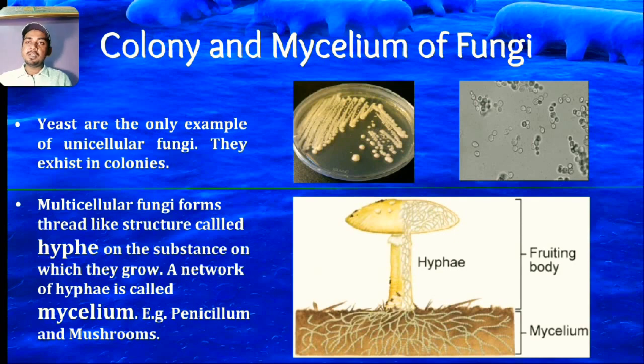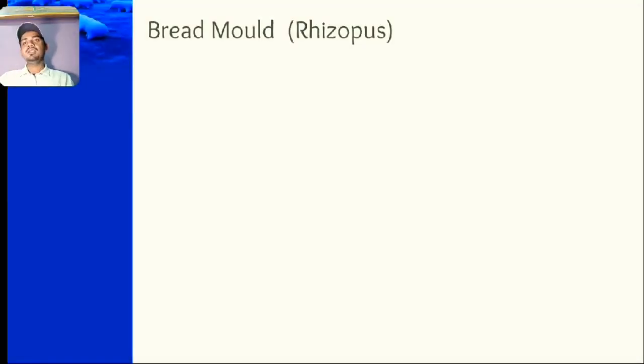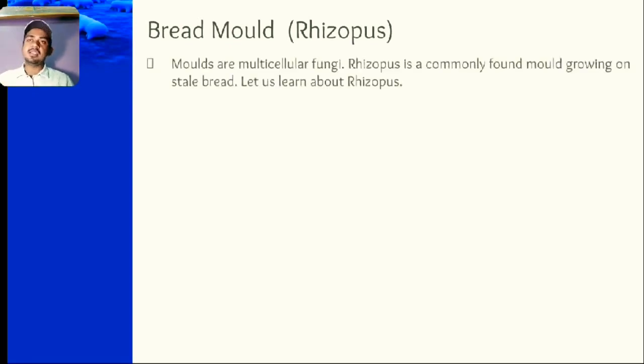The thread-like structures present inside the whole structure, on the upper part and on the lower part, are called hyphae, and the whole structure combined together, in this case of mushroom, we can also say is an organism. So here it is forming an organism, and the whole organism is a mycelium. But if we see bread molds, we can't say it is an organism. Why I said that we can't say it, we will see. Molds are multicellular fungi.